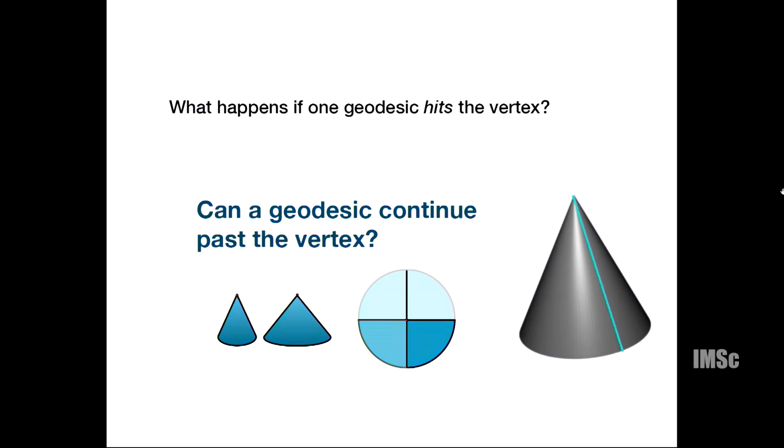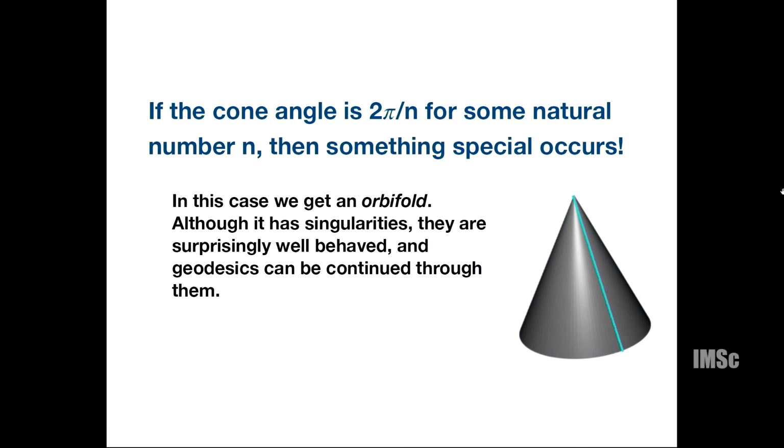So these are examples. When we have a cone angle of 2 pi over n, something very special is happening. And in this case, we're getting what's called an orbifold. So it's a manifold with singularities, but these singularities are surprisingly well behaved. And geodesics can be continued through the singularities, for example.